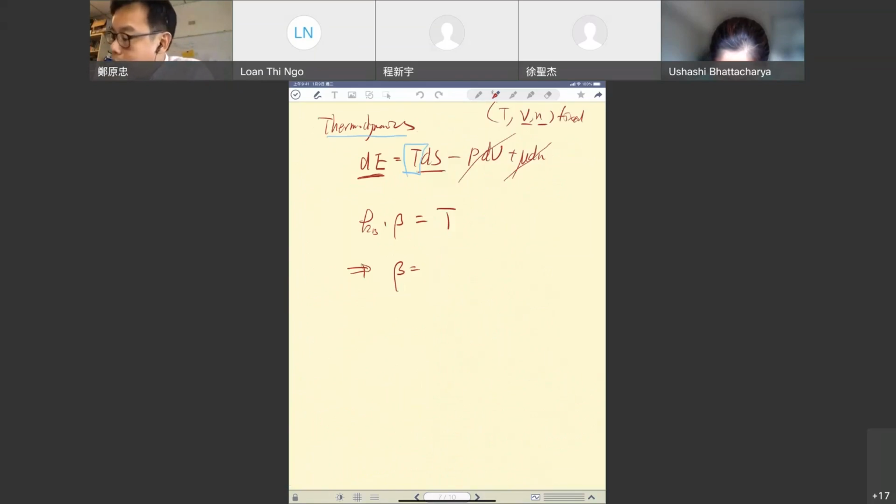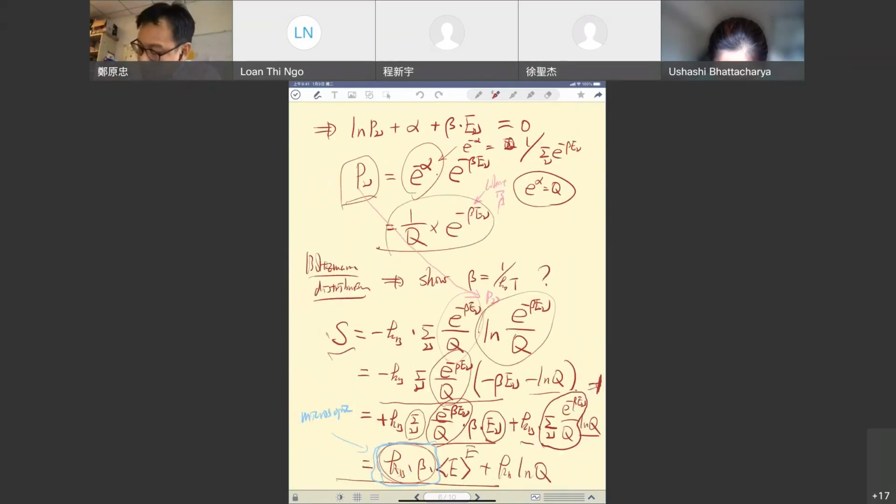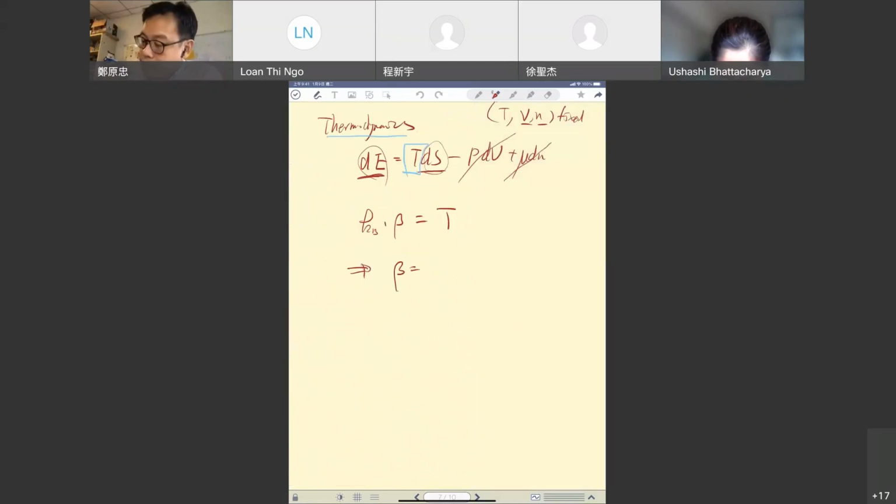Oh, sorry, I took the wrong direction. You see dS/dE is actually 1 over T. Sorry about that. So beta should be 1 over kBT.